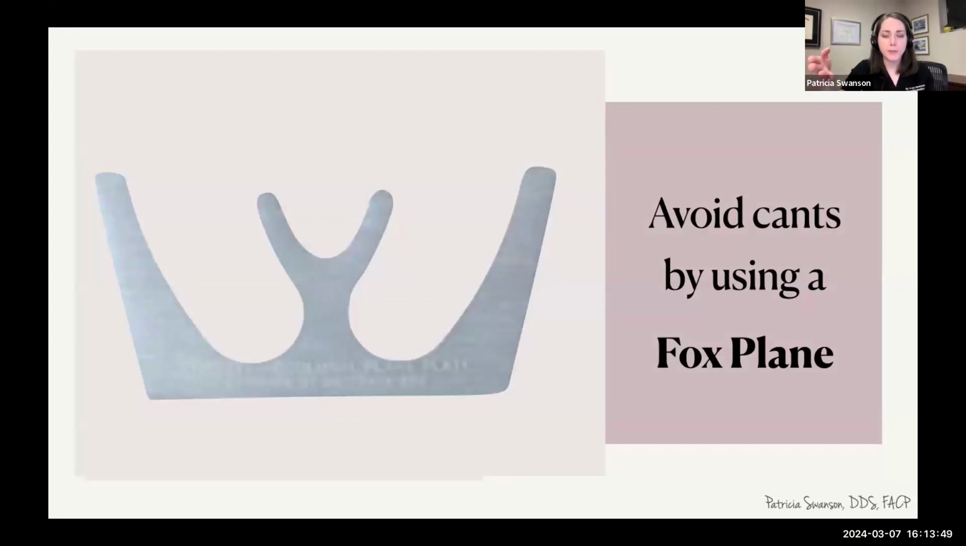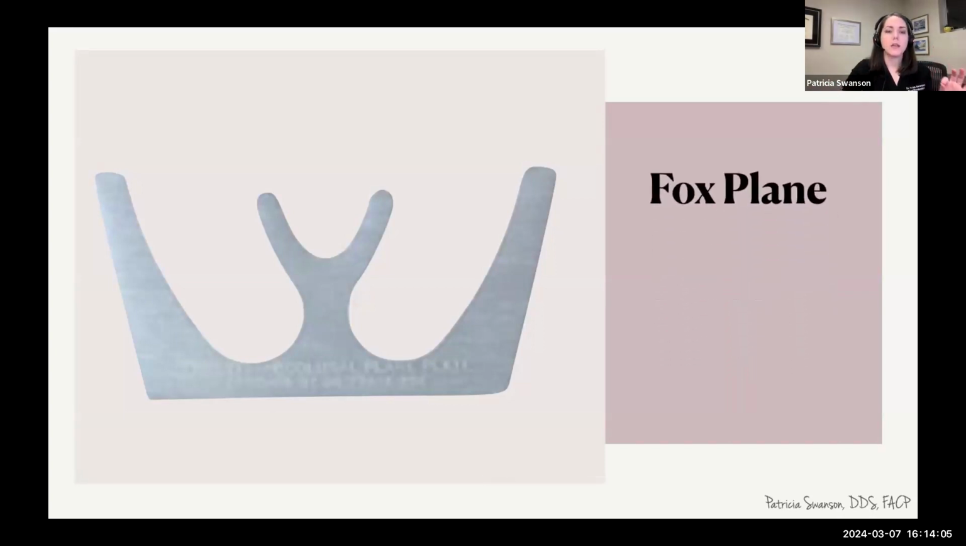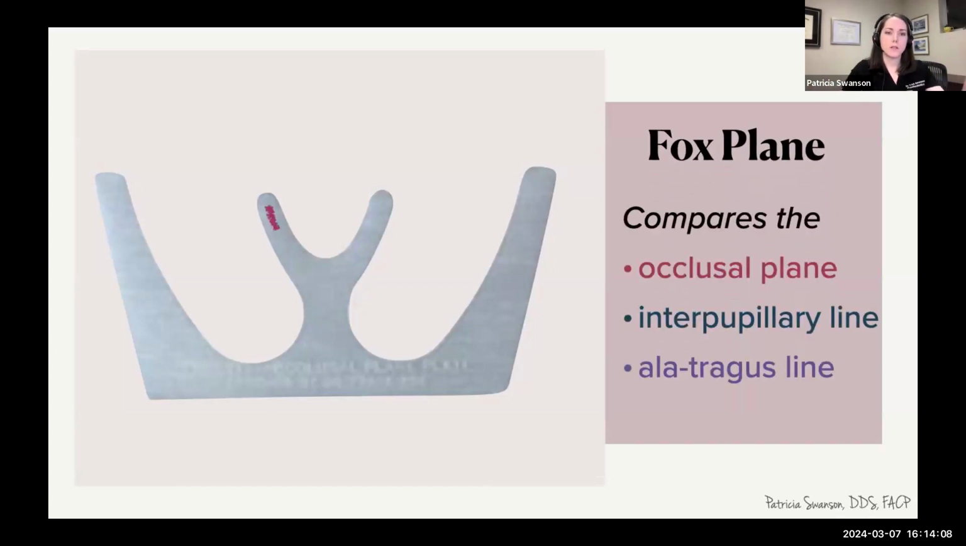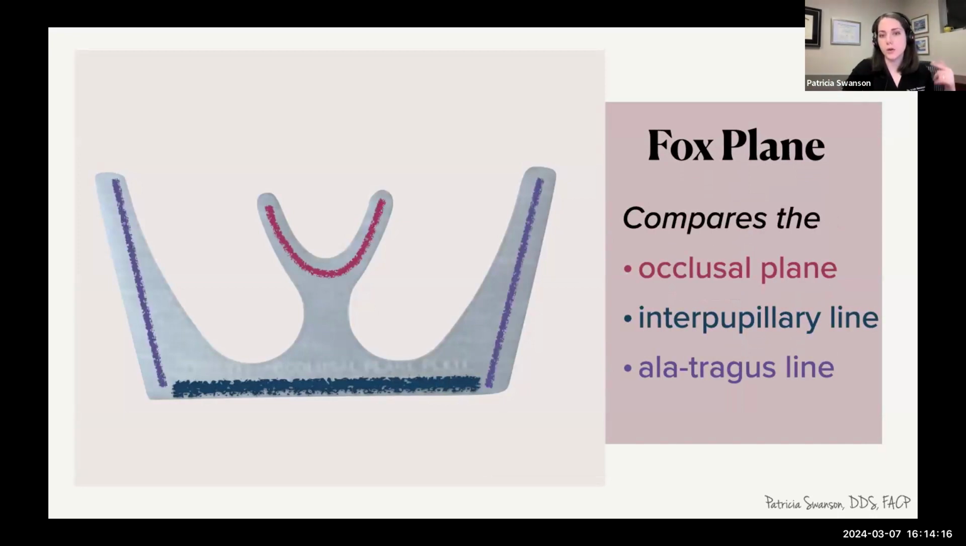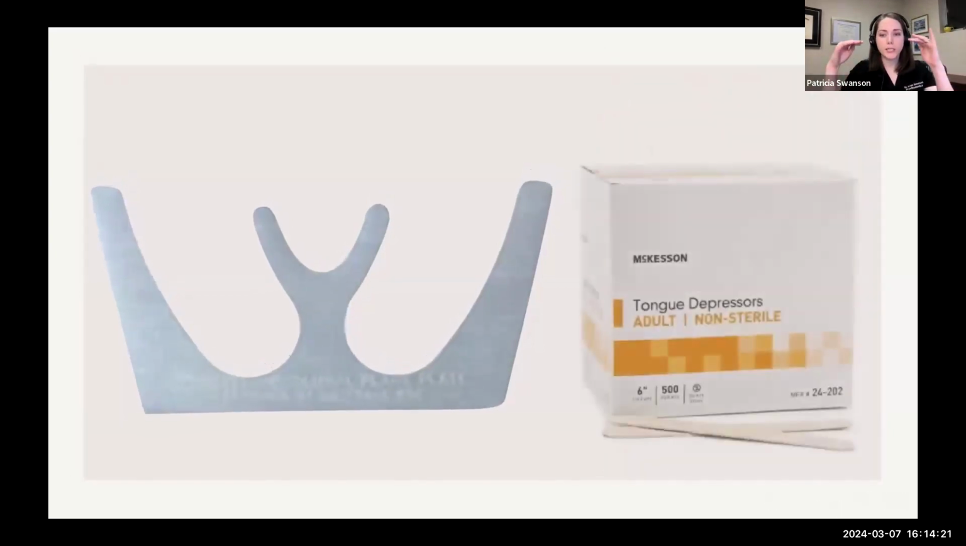So you can use a Fox plane, which is a very inexpensive tool in the toolbox. You can get them on eBay for under 10 bucks, which I'm sure means that all the dental suppliers sell them for probably 100. But it's just a flat piece of metal, and it has areas so that you can compare your occlusal plane to the middle portion, your interpupillary line to the portion outside the patient's mouth, and the ala-tragus line to the portion that's going from their cheek to their ear. You can use this Fox plane, and then you can put a tongue depressor parallel to their pupils to make sure that you're staying parallel, and then parallel to their ala-tragus line.